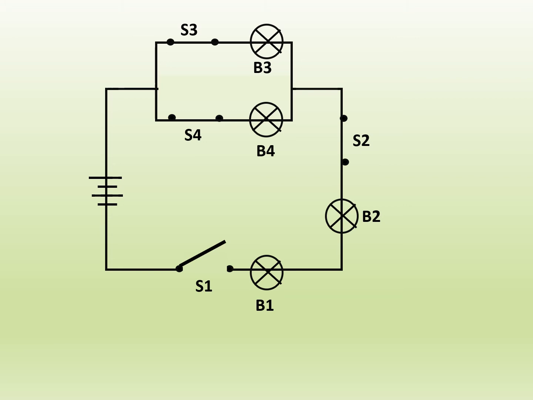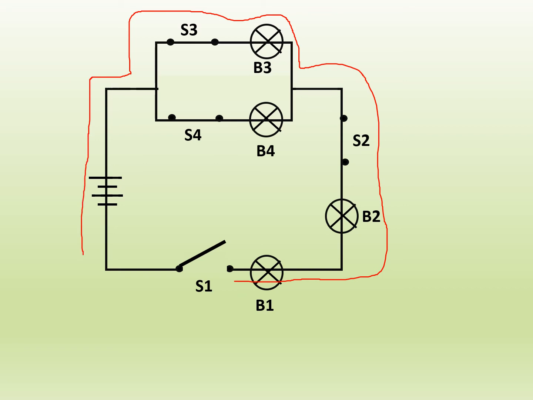Now, let's look at this circuit. Can you tell what will happen if we open or off switch 1 here? The answer is all bulbs will not light up. Let's look closely. Here we can see that the pathways for bulb 1, bulb 2, and bulb 3 here are incomplete or not complete because the electrical pathway stops here at switch 1.